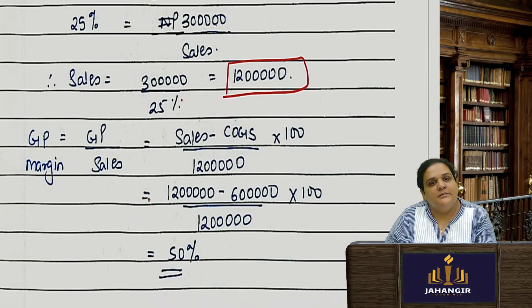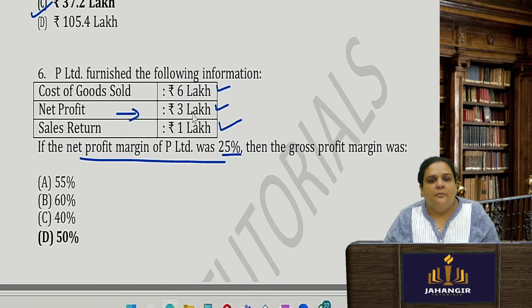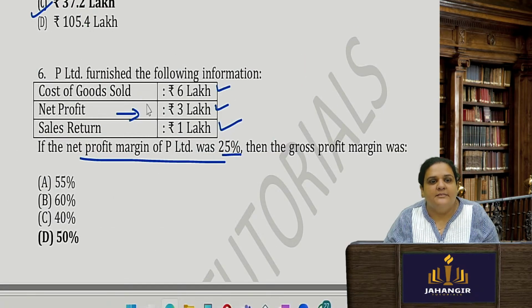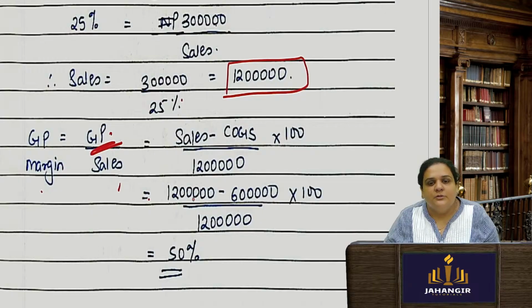So gross profit margin will be how much? Gross profit upon sales. Gross profit margin will be gross profit upon sales into 100. What is gross profit? Sales minus COGS. Sales is 12 lakhs, we just found out with the help of the formula, and COGS is 6 lakhs. So 12 lakhs minus 6 lakhs upon 12 lakhs. That will be 50%.